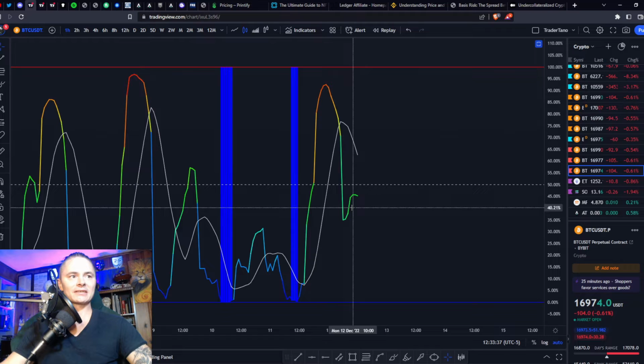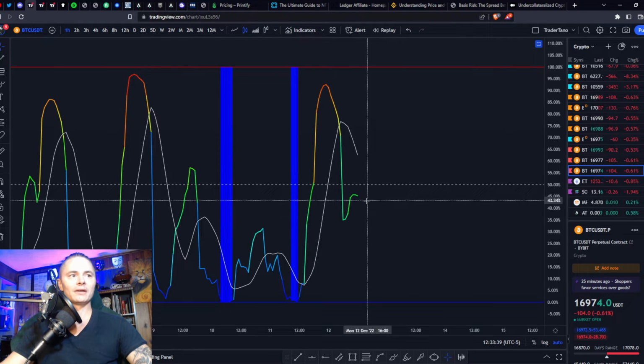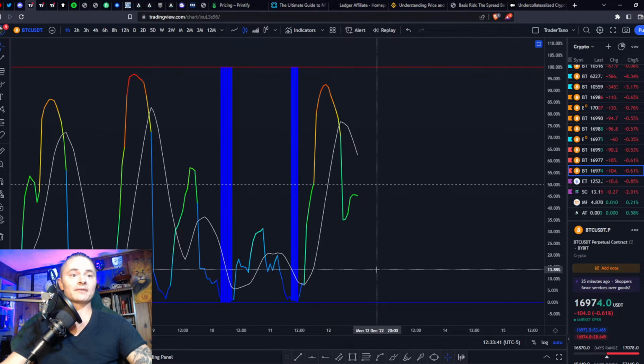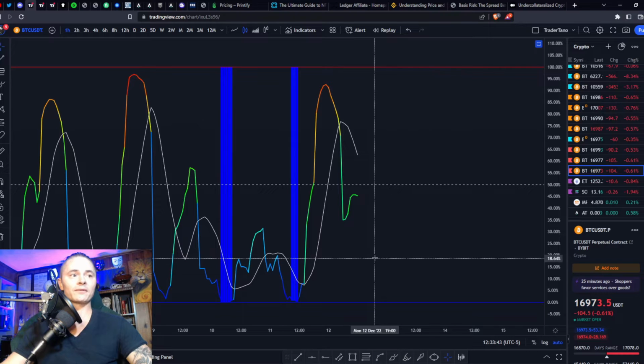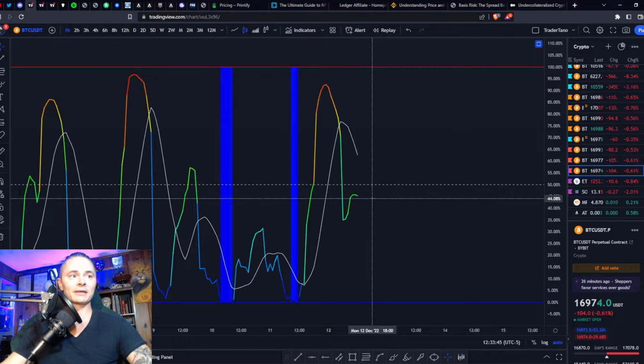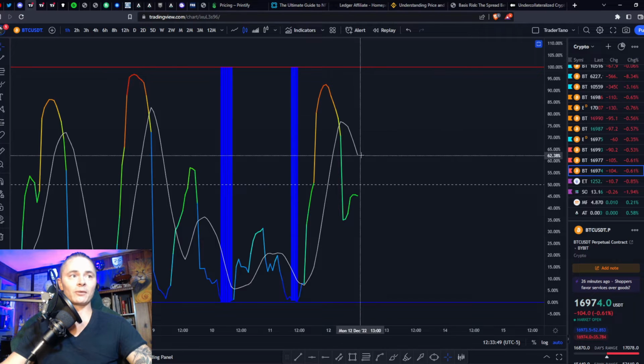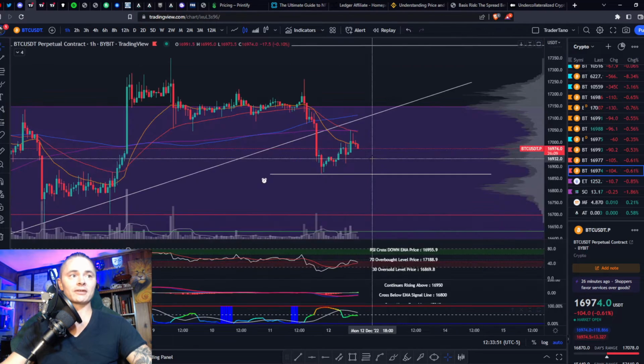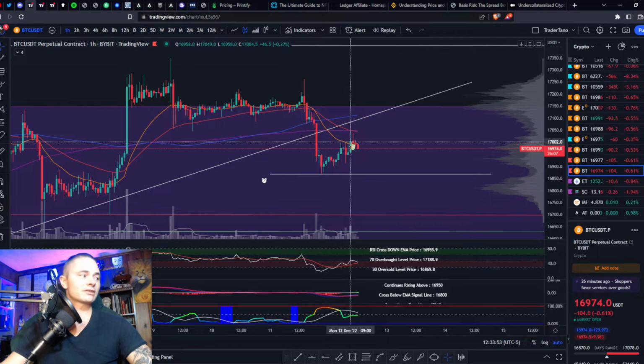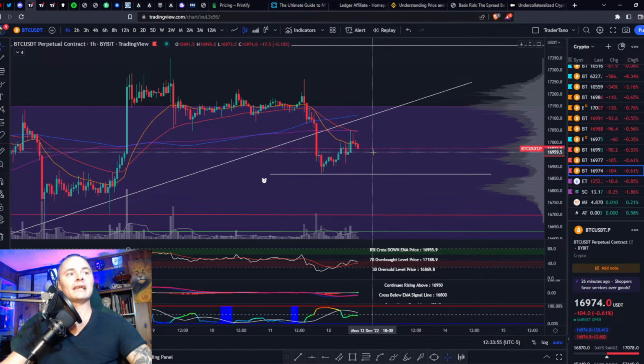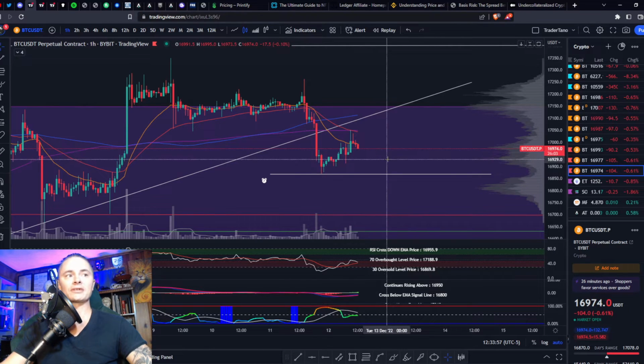BBWP is curling over. We are in the lower zone. We are above the 10 percentile though right now. So the volatility is happening. We could still expand from here. If we enter the upper zone, I would expect us to cross this moving average to the upside and the volatility to continue. Now, here's the bullish and bearish case.